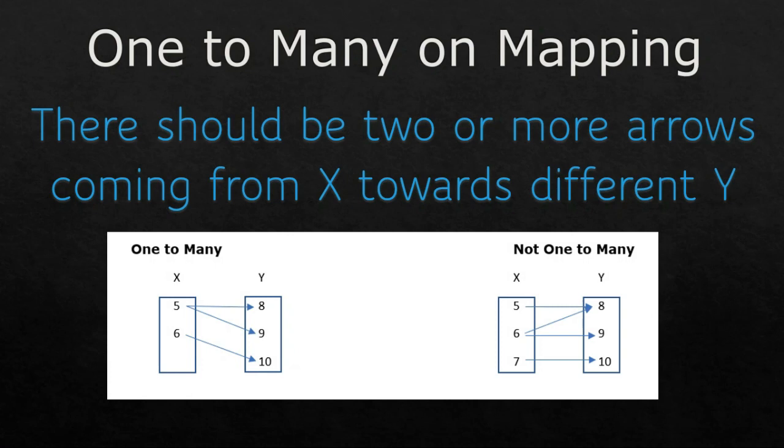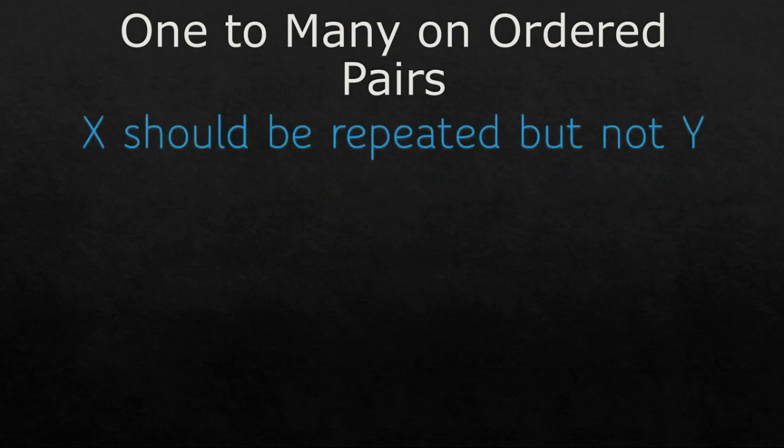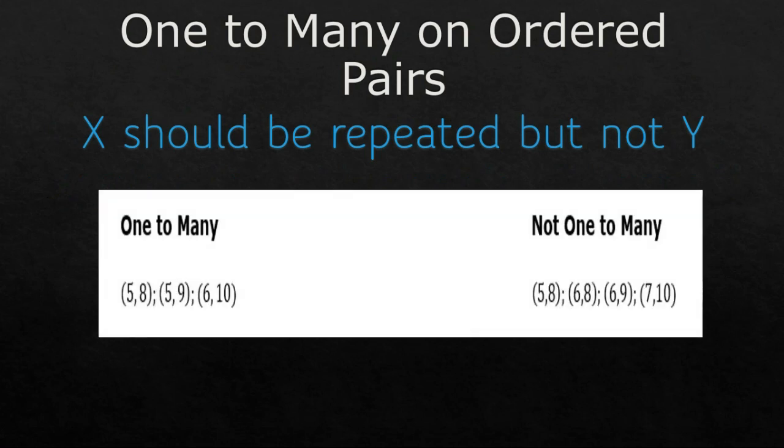On this example, the first is one-to-many. As you can see, 5 goes to 8 and also 5 goes to 9. So that's 1x, which is 5, to many y, which are 8 and 9. One-to-many can be seen on ordered pairs if x is repeating but not y. Here, the first example is one-to-many because there is a repeated x which is 5 but no repeating y. The other example is not one-to-many because there is a repeating x which is 6 and also repeating y which is 8.